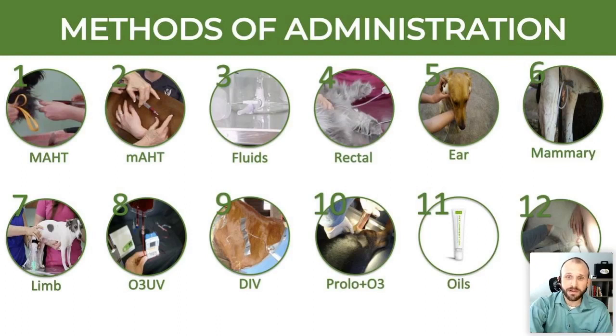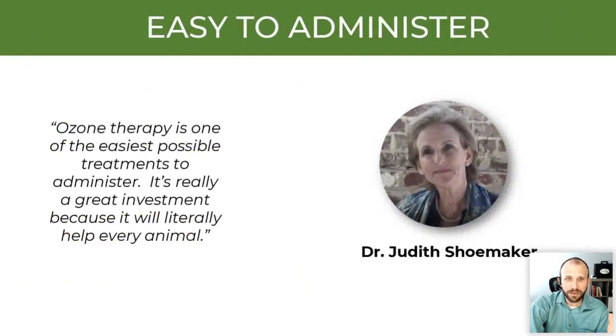We can infuse it rectally, into the ears, intramammary for bovine, limb bagging, combining it with ultraviolet blood irradiation, combining it with prolotherapy, direct intravenous, which is one that some people are hesitant to do. Oils and creams can be used topically, and bladder insufflation is the last one there. So a lot of different ways to administer it.